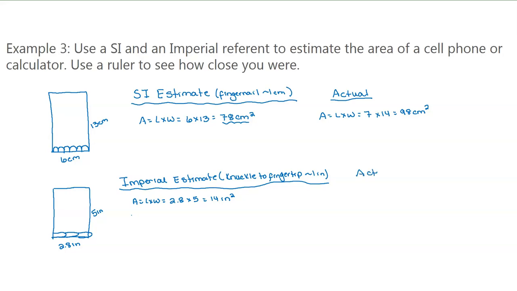Now what's the actual measurements in inches? Well, for this I'm going to use a measuring tape, which has inches on it. And across the bottom, I get 2.75 inches. So pretty close to my 2.8 estimate. And along the side, I get 5.11 for a total of 14.1 square inches. So my estimate using imperial measurements was a lot closer than SI.